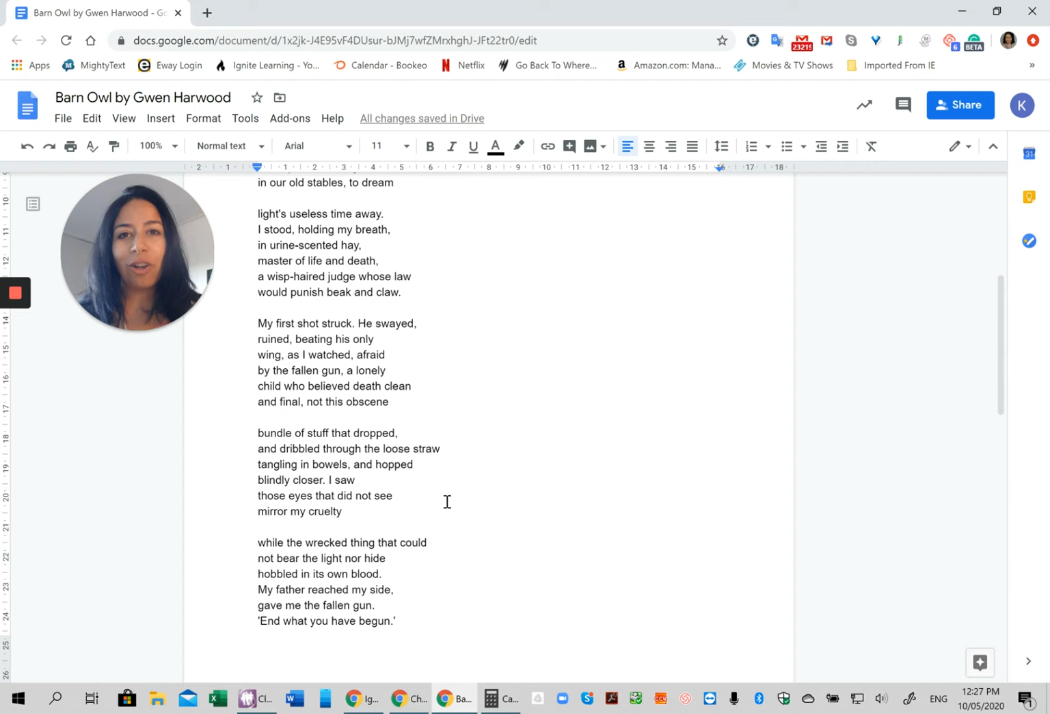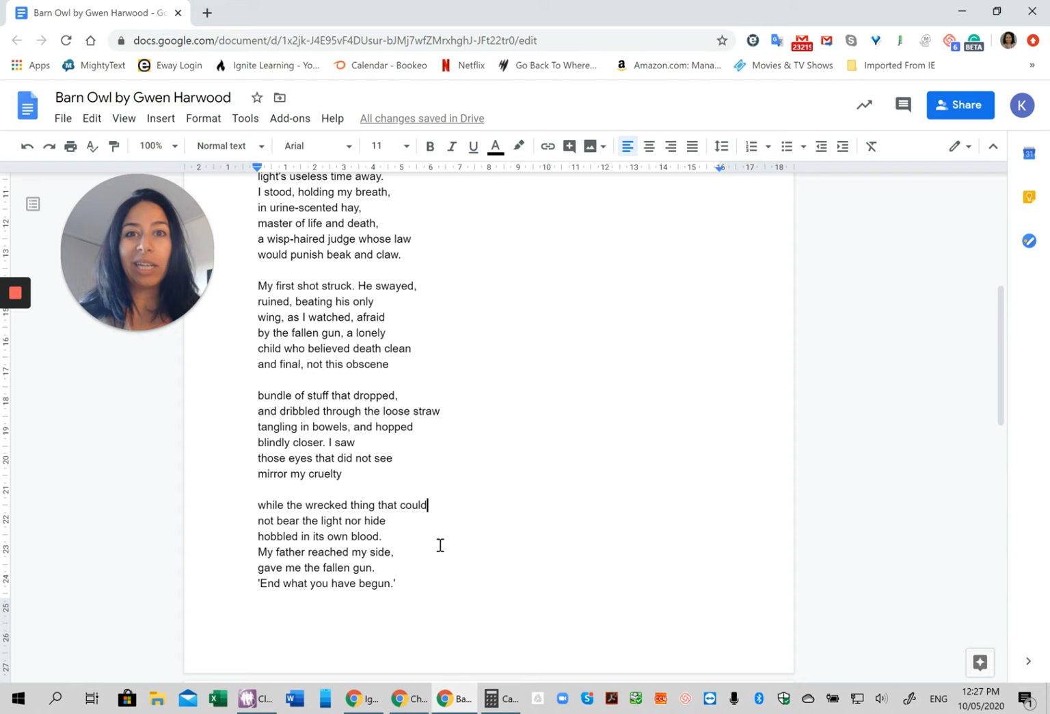So she's obviously shot this bird, he's not quite dead, and now it's dying in front of her. "I saw those eyes that did not see mirror my cruelty." So the owl's blind, can't see, but she can see her own cruelty in his eyes. Pretty cool image there. "While the wrecked thing that could not bear the light nor hide hobbled in his own blood." Again, really gruesome imagery there. Very high impact in terms of looking at what this child has done, and really horrific for her.